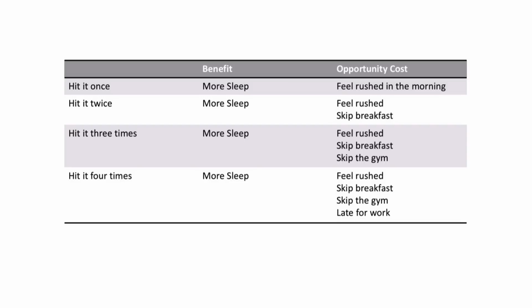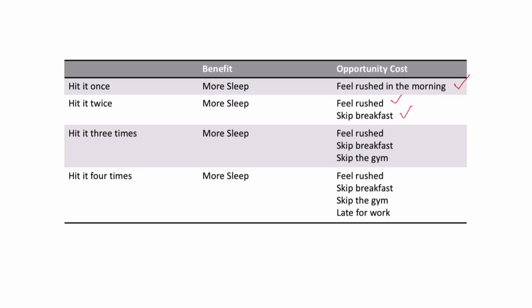So if we hit the snooze button once, what's going to happen? Well, we hit it once, we sleep a little bit more, that's the benefit of hitting our snooze button, but we feel a little bit rushed in the morning. Okay, well, 10 minutes goes by, the alarm goes off again. Well, what's the benefit of hitting that snooze button one more time? We get a little bit more sleep. But now the opportunity cost of hitting the snooze button twice is that, okay, we feel rushed in the morning, but now we also have to skip breakfast.